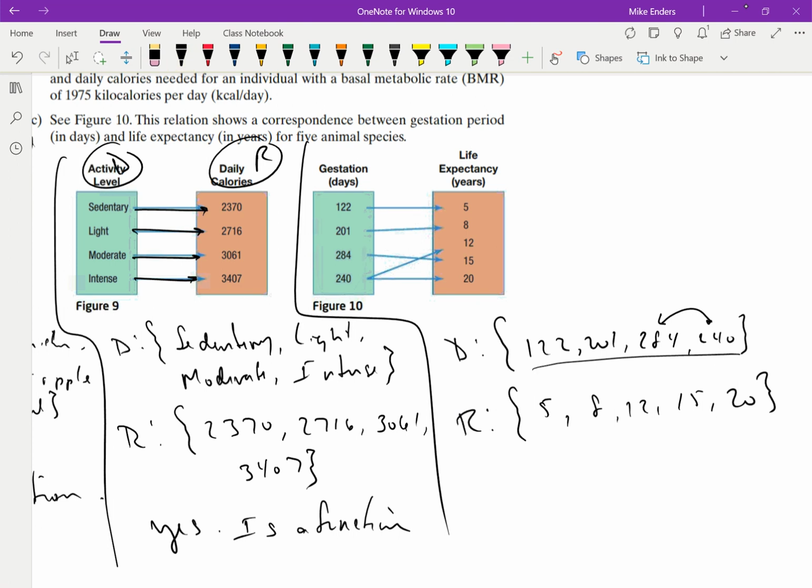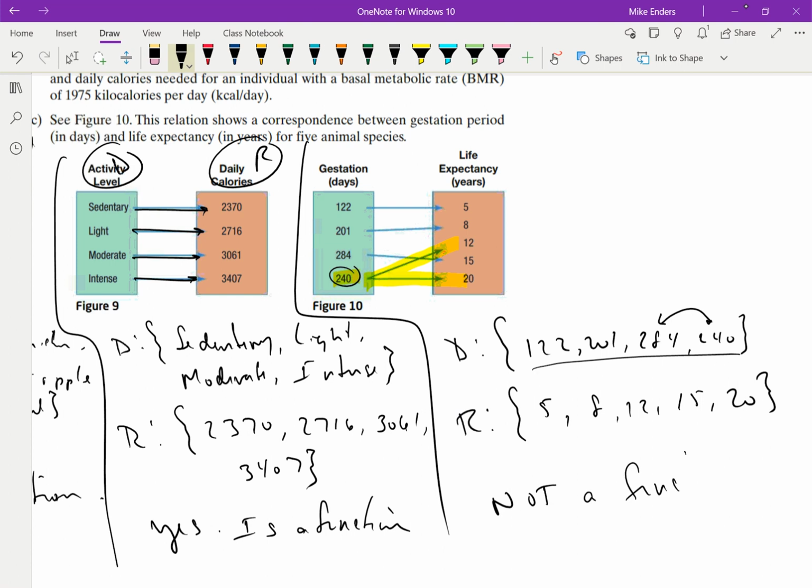Is this third example with a gestation in days and a life expectancy in years a function? And the issue that I see here is not with 122, 201, or 284, but with 240. With 240, we have a life expectancy of 12 years, and we also have a life expectancy of 20 years. So since I have one of these items here that is not limited to a single value as far as my range, then I end up saying, no, this is not a function.